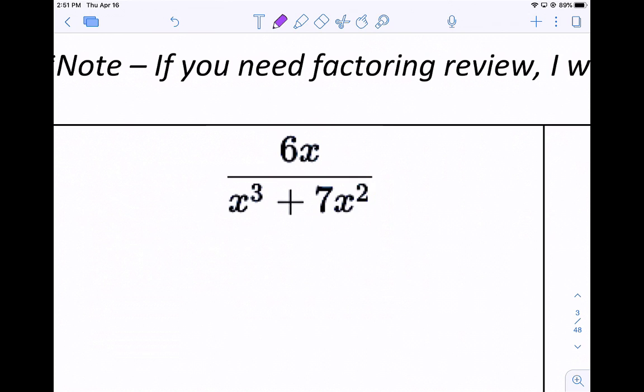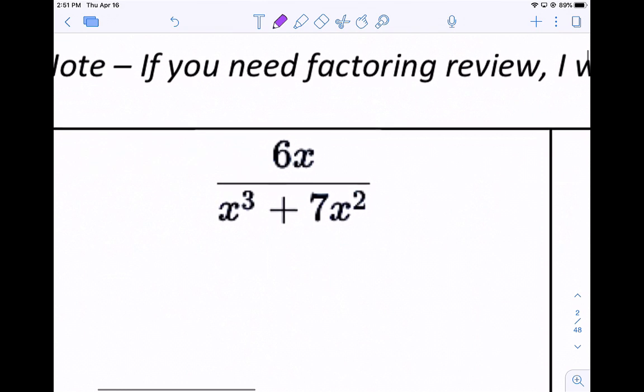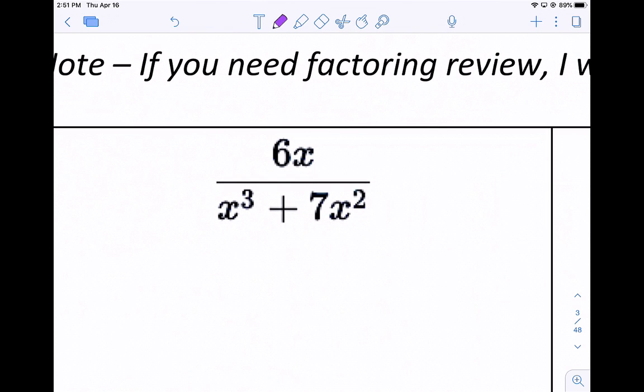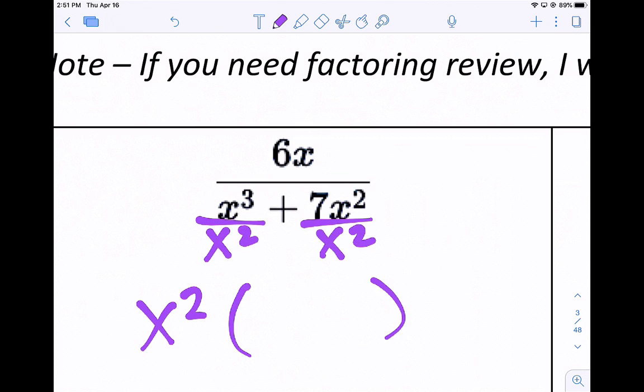Okay, so the first step is to factor out anything that you can. And so the 6x, we'll just leave it. Can't really simplify that any further. But on the bottom, we have x to the 3rd and 7x squared. So you want to think, what's the greatest common factor? What can I pull out of each of those terms? And each of those have an x squared that you could divide out. So I'm going to pull out the x squared, and I'm going to divide each of these by an x squared and write what's left over inside the parentheses.